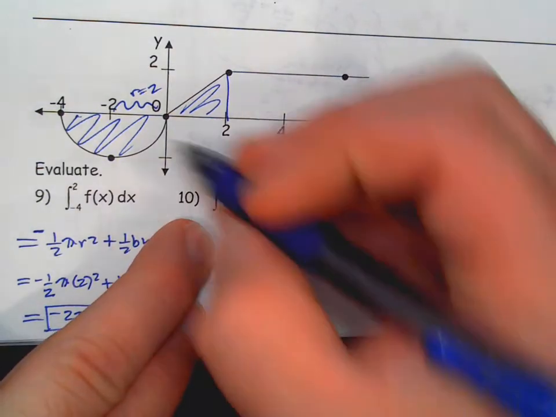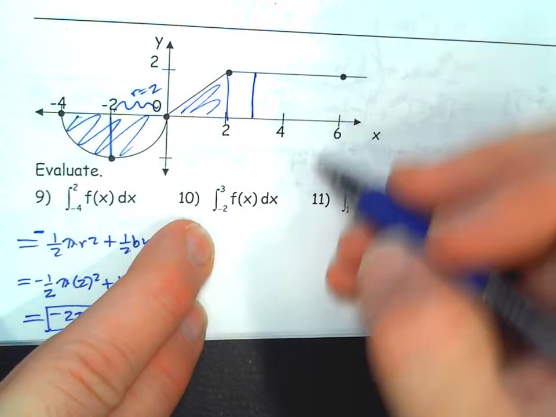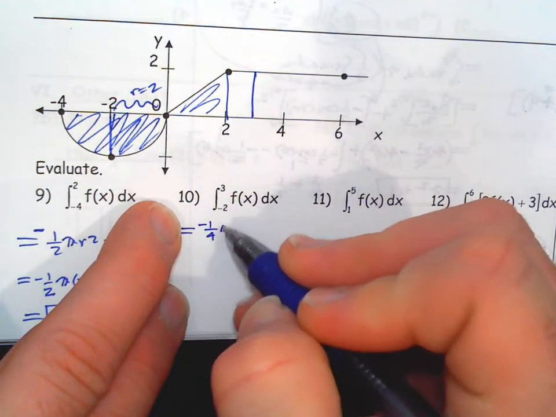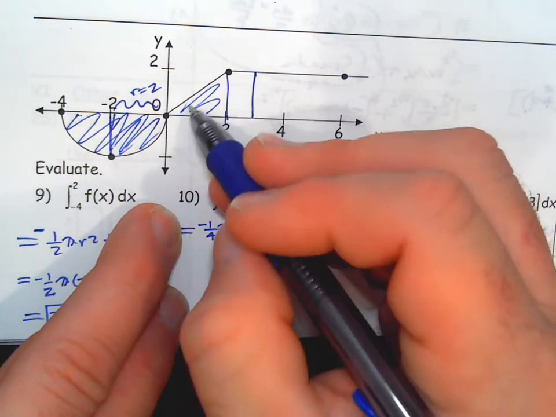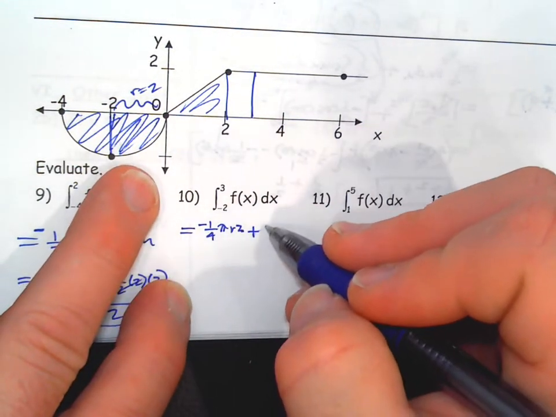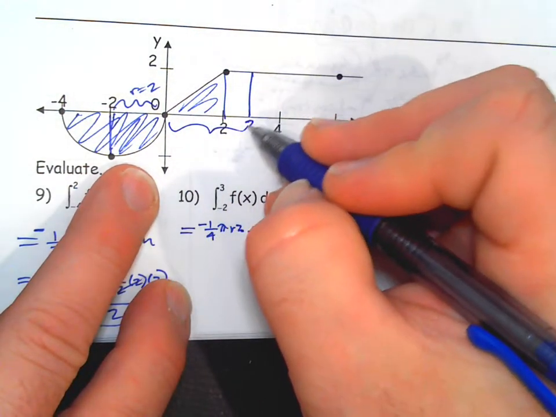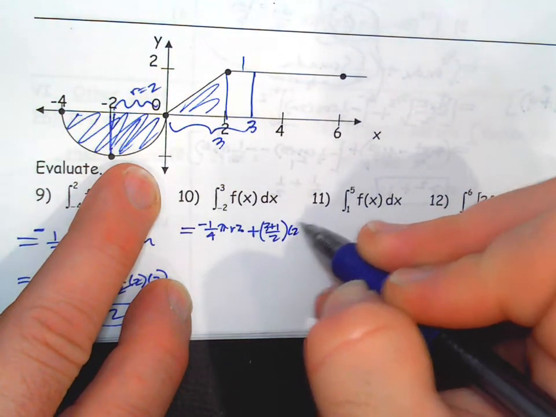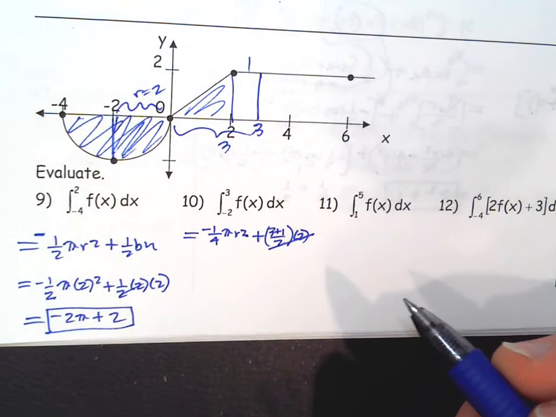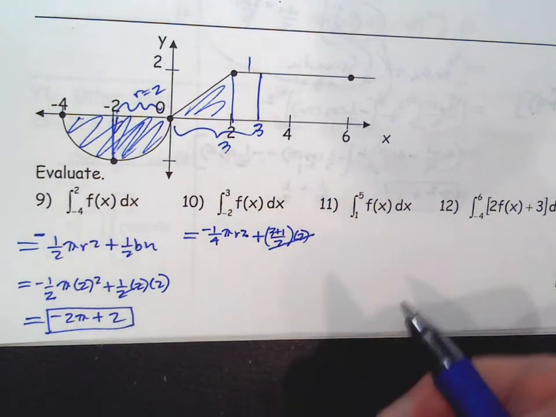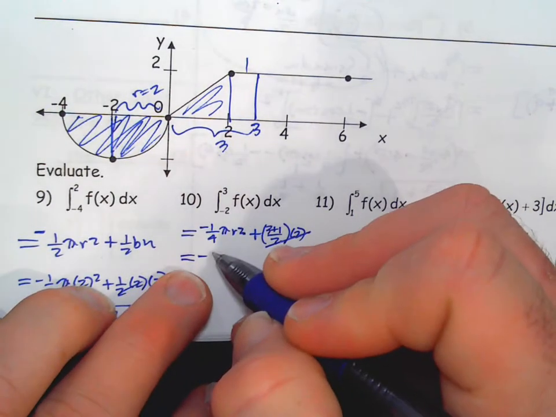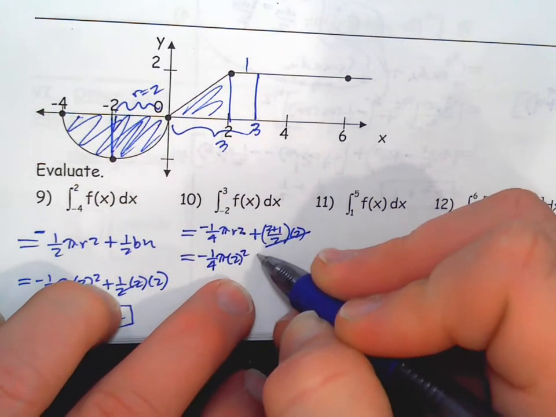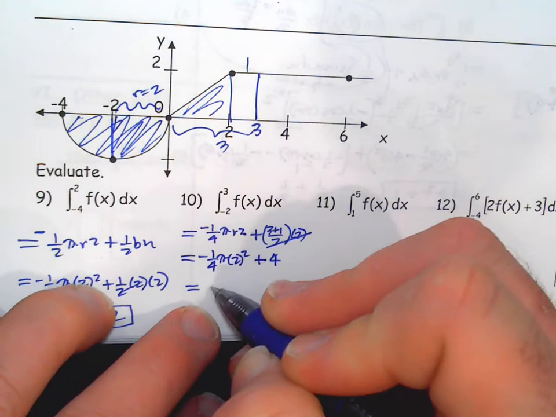Okay, next one is negative 2 to 3. So that's going to be a negative quarter of a circle. Plus, you could do a triangle and a rectangle, or you could do a trapezoid. Trapezoid would be average of the bases, which would be 3 and 1. 3 plus 1 over 2 times the height, which would be 2. Or you could do a triangle and a rectangle. You get this triangle that we got in the last one. So negative 1/4 pi, the radius is 2 squared plus 4. This is going to be negative pi plus 4.